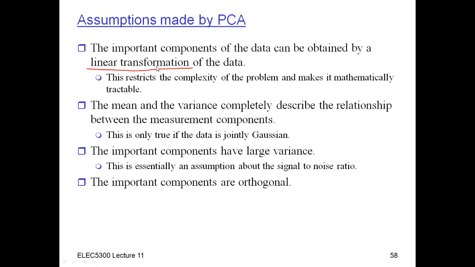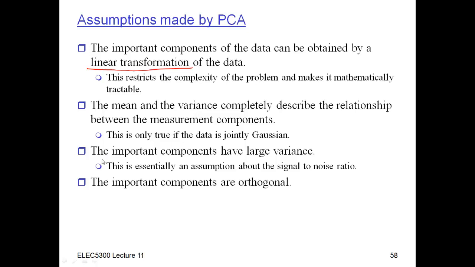It also assumes that basically the relationship between the measurement components are really completely captured by the mean and the variance, right? We never used anything else besides mean and variance in this analysis. And that's really only true if the data is jointly Gaussian, right? Because the Gaussian only depends on the mean and the variance. But if I have some other distribution, then higher order statistics may be important.